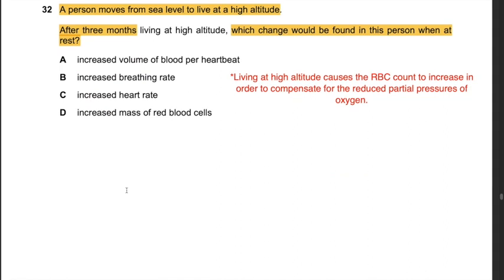Question 32. A person moves from sea level to live at a high altitude. After 3 months living at high altitude, which change would be found in this person when at rest? Living at high altitude causes the red blood cell count to increase in order to compensate for the reduced partial pressures of oxygen. Therefore, if you go to the answers A, B, C and D, the best possible choice is answer D, increased mass of red blood cells. As there are more red blood cells, more oxygen will be transported around the body. Therefore, the answer is D.